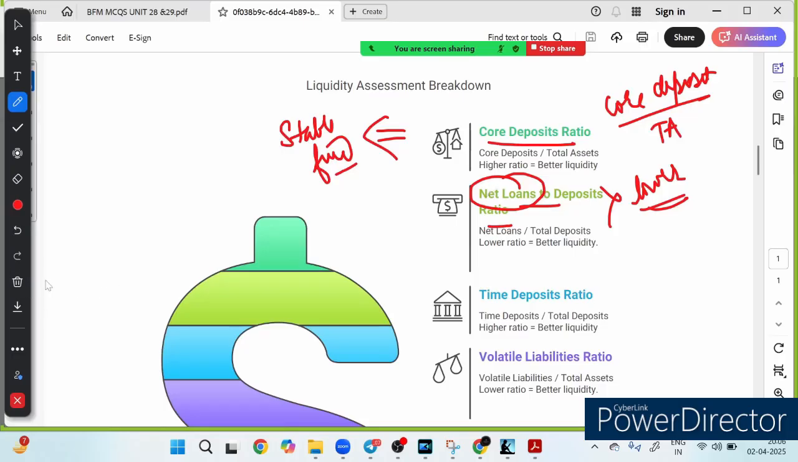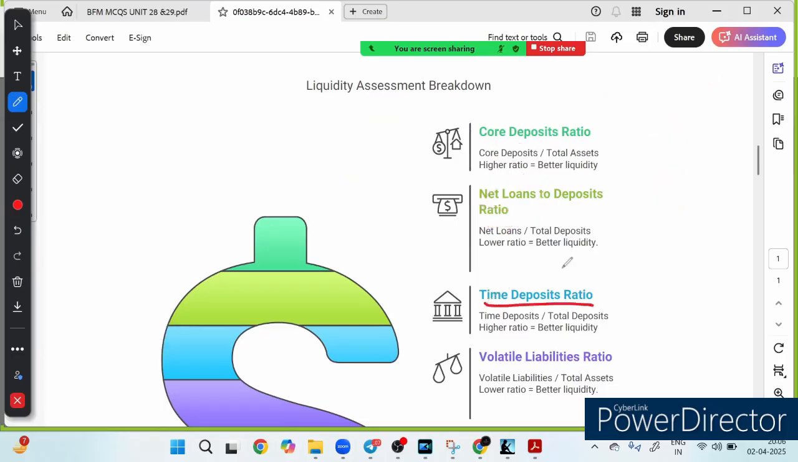Then the third ratio we have is called the time deposit ratio. This ratio evaluates time deposits in relation to total deposits. So remember, in the numerator we write time deposit, in the denominator we write total deposit, right? Tell me whether this ratio should be higher or lower for better liquidity. It should be higher. A higher ratio generally signifies better liquidity, since the bank has locked in funds for a certain period. That is called time deposit. What is the meaning of time deposit? It means the fund is not readily available, it is locked for a certain period.